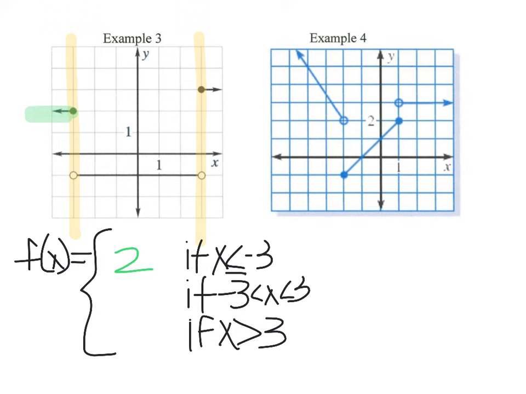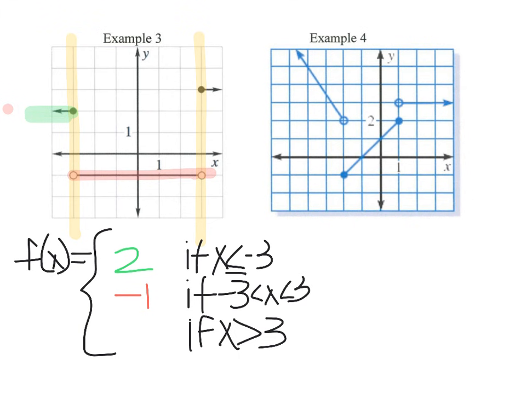Now, the second part of our function would be this right here. Oops, I want my highlighter. That would be this part right here. And it's also a horizontal line, and that's when x is between -3 and +3. This would be a horizontal line at y equals -1. So we would just say y equals -1 if x is between -3 and +3. And because those are both open circles, we just leave them as less than symbols.